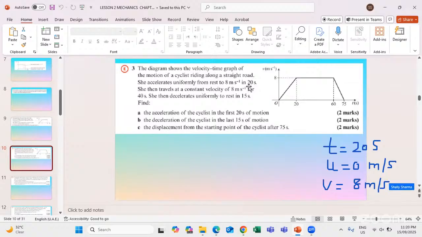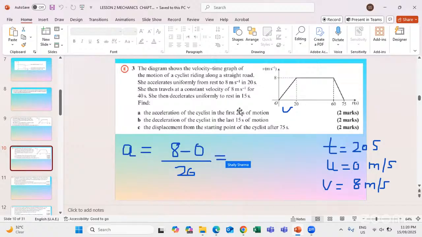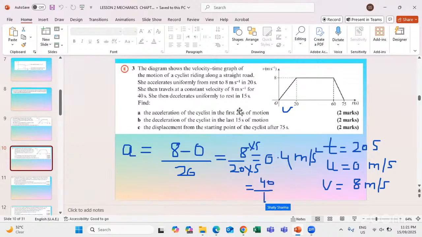So the first part is, what is the acceleration in the first 20 seconds? Acceleration is the change in velocity. So final velocity 8 minus the initial velocity 0, over the time, which is 20. So this is 8 over 20, and that is going to be 0.4 meters per second squared. How? You can multiply this by 5, so this is 40 over 100, which gives 0.4.